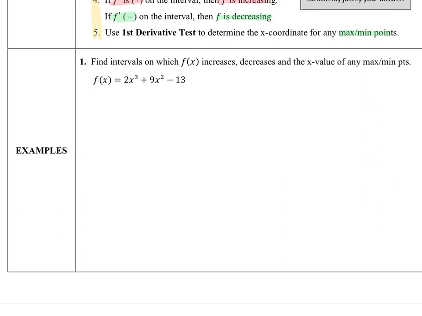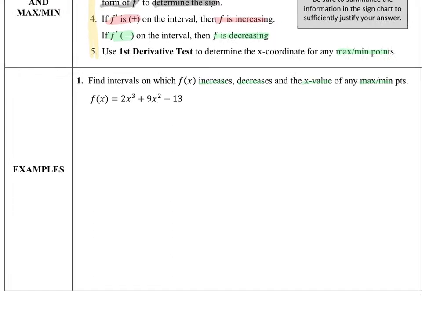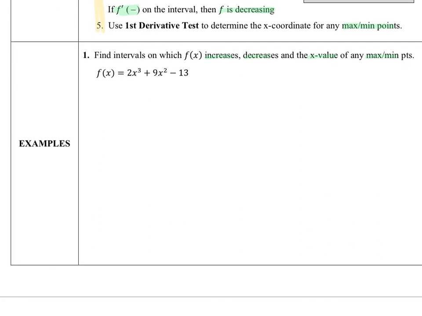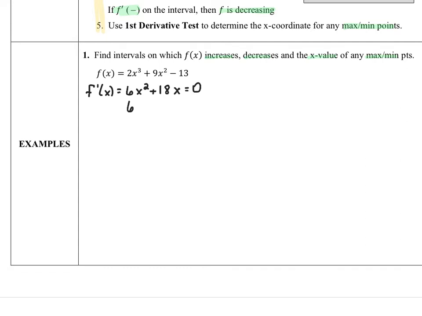In this first example, we're asked to find where this function f of x increases, where it decreases, and just the x value of any max or min points. According to what we set up here, our first step is to find those critical numbers. So I'm going to do f prime and set it equal to 0. And then I'm going to solve this. I'm going to factor out a 6x out of each one of these terms.